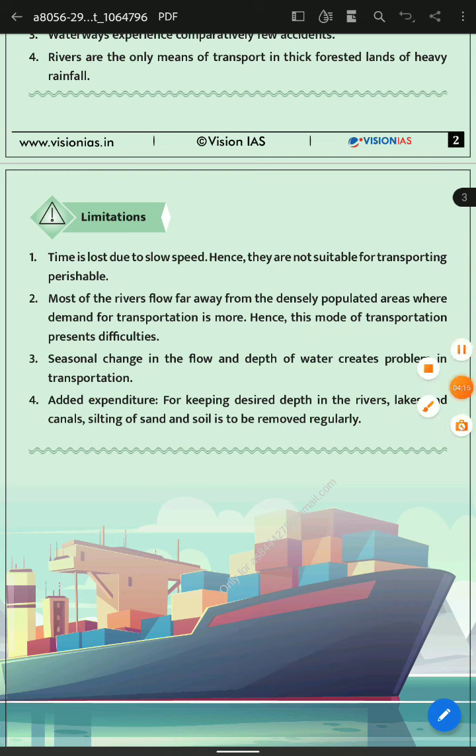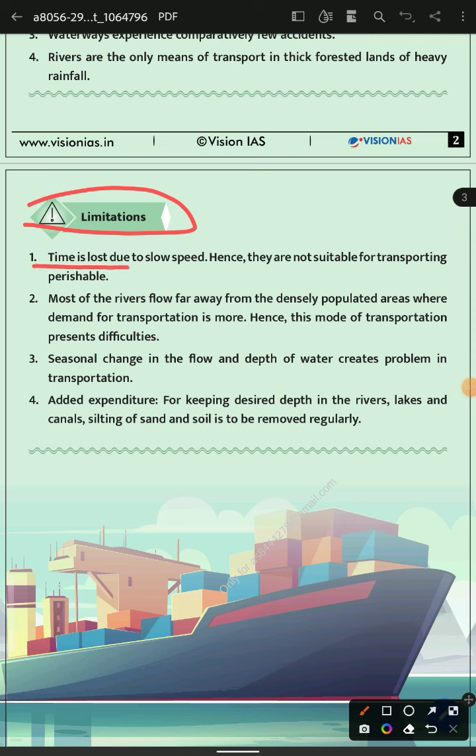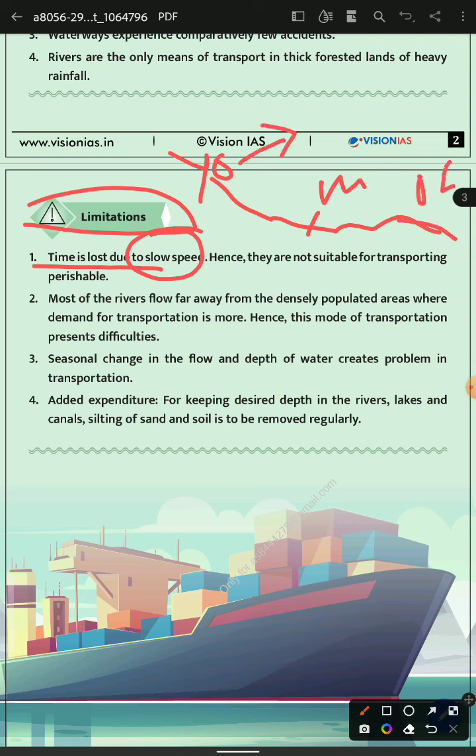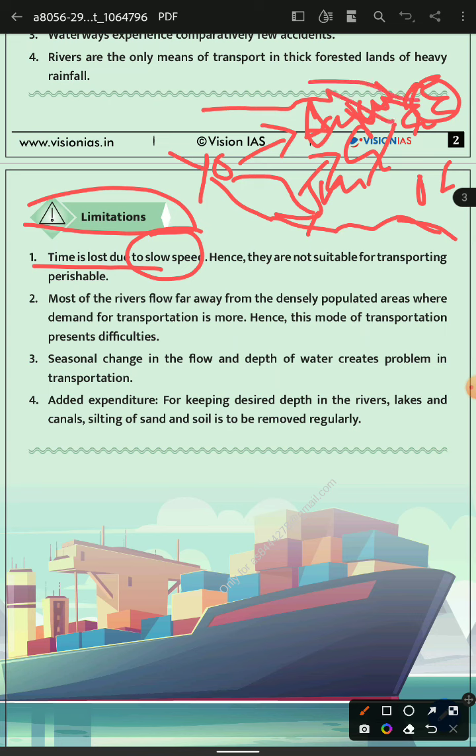What are the limitations? Time is lost due to slow speed, because rivers move through a youth stage, middle stage, mature stage and old stage. In youth, the river erodes; in middle age, it does both deposition and erosion, because the river path has heavy velocity and can move to other sectors; and in old age, only deposition, forming a delta like the Sundarban Delta.